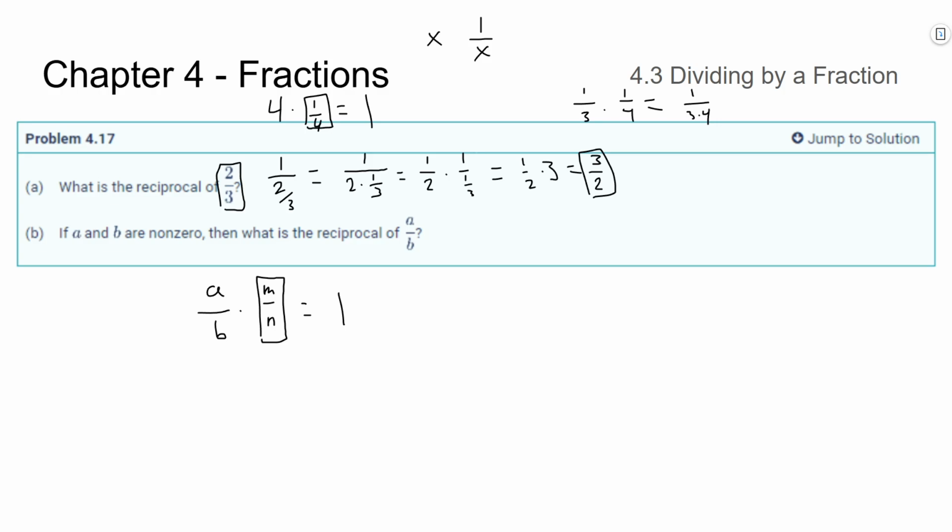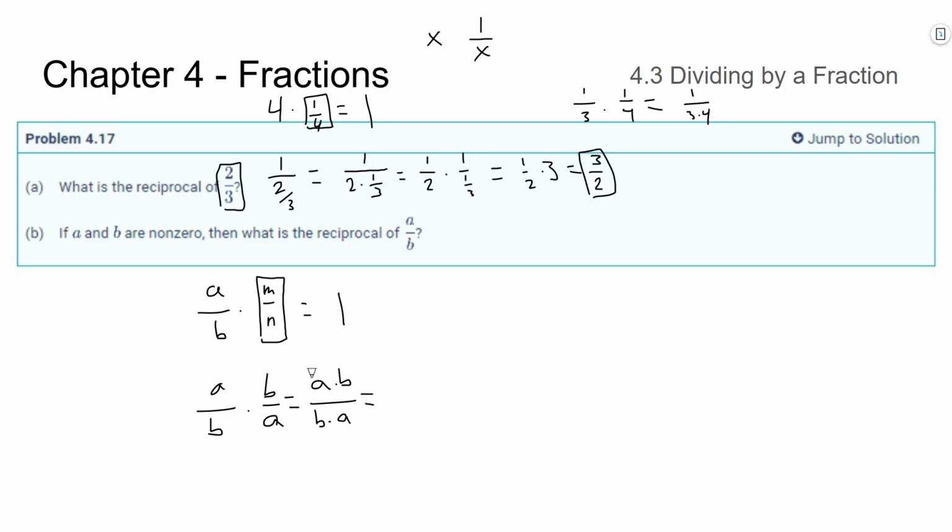So let's see. Well, what if we used b over a, which is what we're kind of thinking if this was correct. What would happen if we multiplied a over b times b over a? What would we come up with? Well, this would be a times b, and this would be b times a.